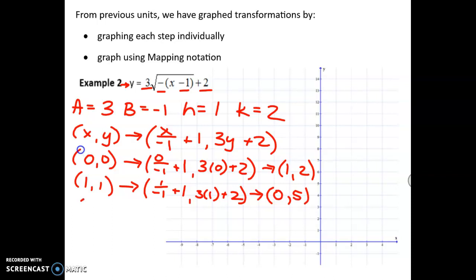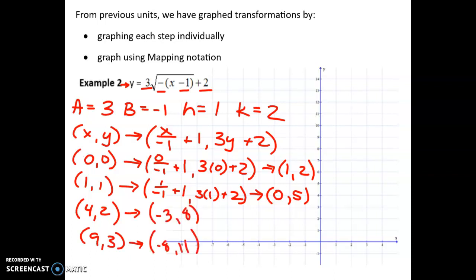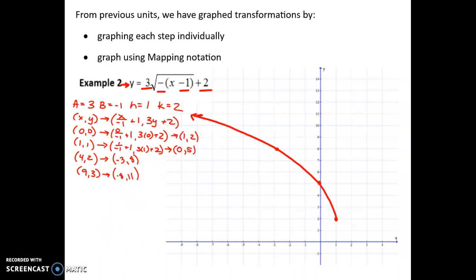Please try the next 2 points on your own, so (4, 2) and (9, 3), and then check your answer with that on the board. You can check that you got (-3, 8) and then (-8, 11). Now let's plot our points on the graph. Once you plot your points, you should end up with a graph that looks like this.